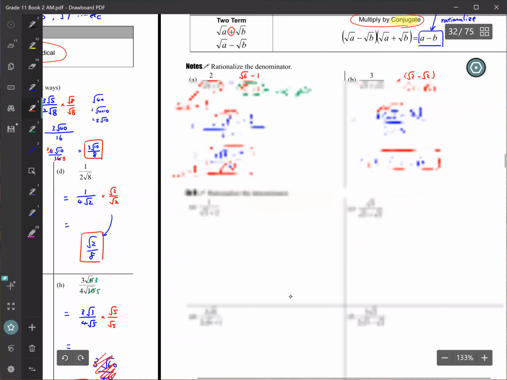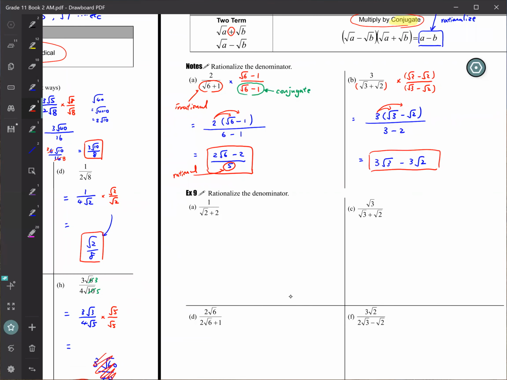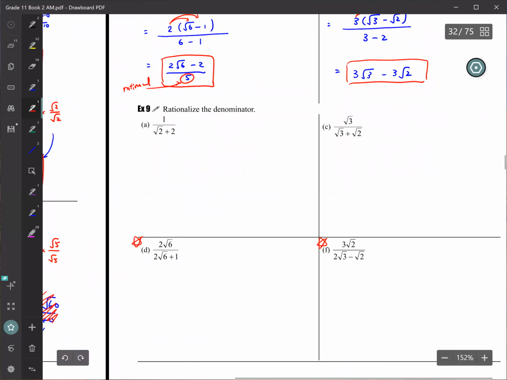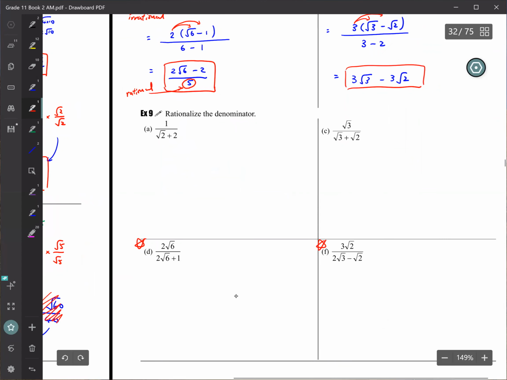So I would like you guys to do the last 2 questions and then we'll call it a day. We'll check answers for the last 2, so question D and question F. When you finish D and F, you can raise your hand. The lettering is weird, right? A, C, D, F. But anyways, it's the last 2.